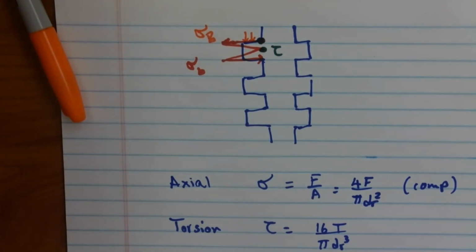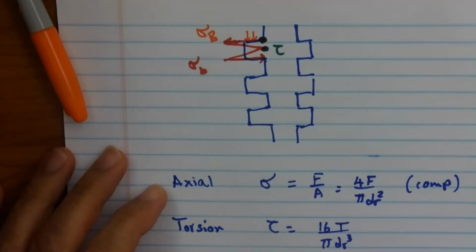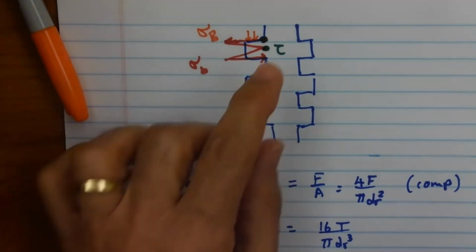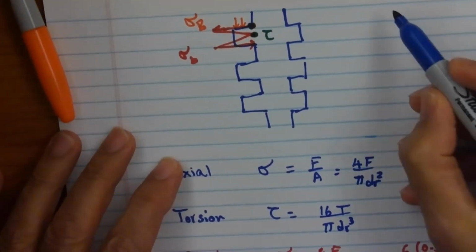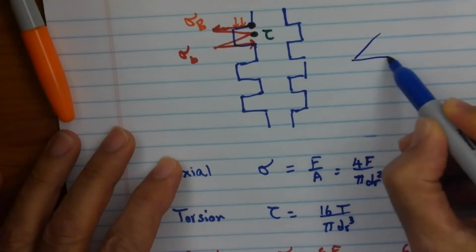I want to look at the worst case scenario where failure is going to occur. And I would look at this as a critical point. I'm going to represent the state of stress at a point here using a stress block. So I'm going to take this root and try to express all the stresses acting on it.